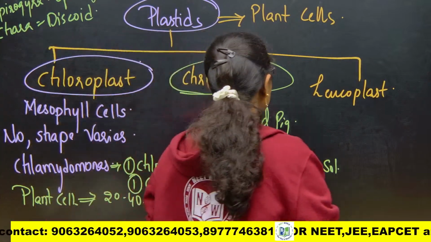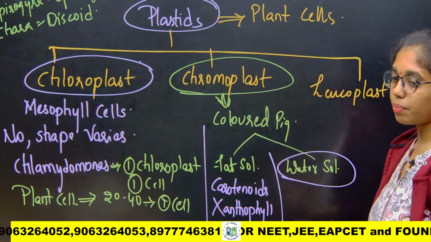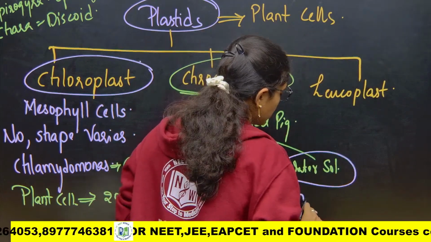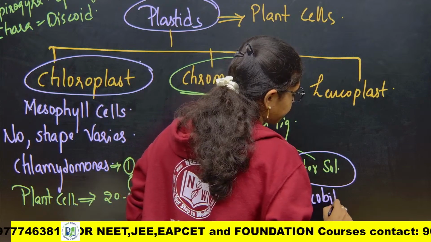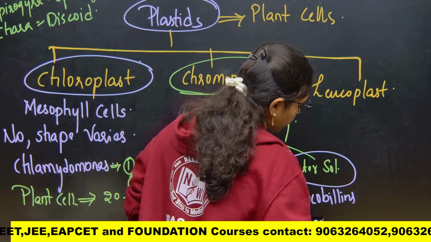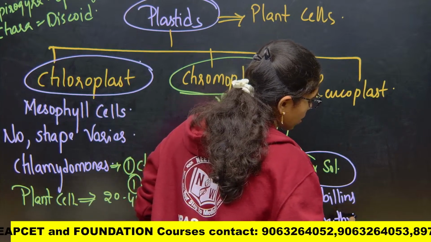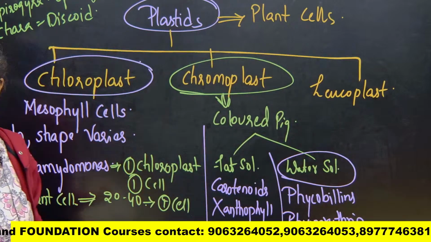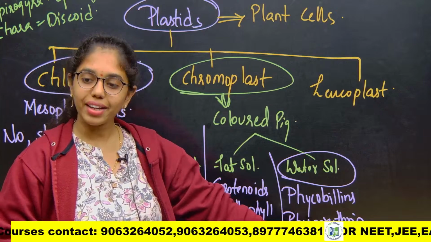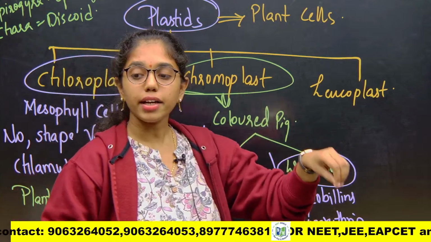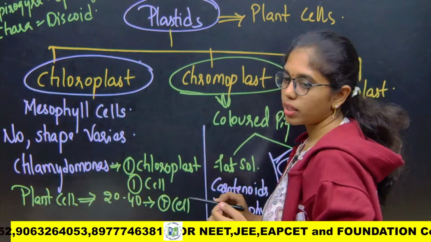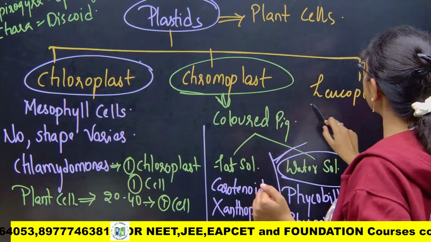Water soluble pigments are phycobilins and phycoerythrin. In rhodophycean members of the plant kingdom, which pigment do you see? Phycoerythrin. That is why deep inside the oceans and seas they can conduct photosynthesis, because it has water soluble pigments. Next comes what?